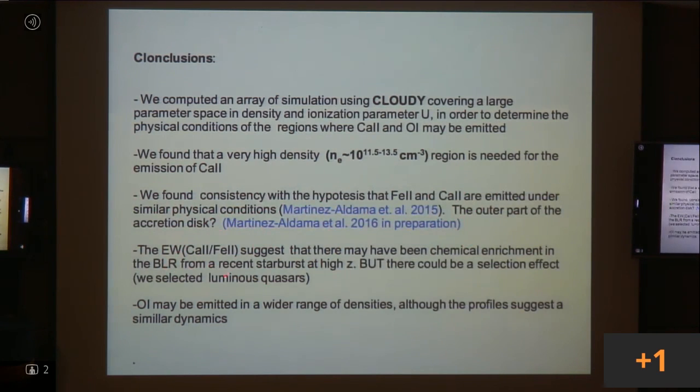Well, the equivalent width suggests that there may be, I didn't speak about this, but if anyone is interested, I have another slide, there might be chemical enrichment in the broad line region from a recent starburst at high redshift, although it could also be a selection bias. NO1 may be emitted in a wider range of densities. Okay, that's all, thank you.